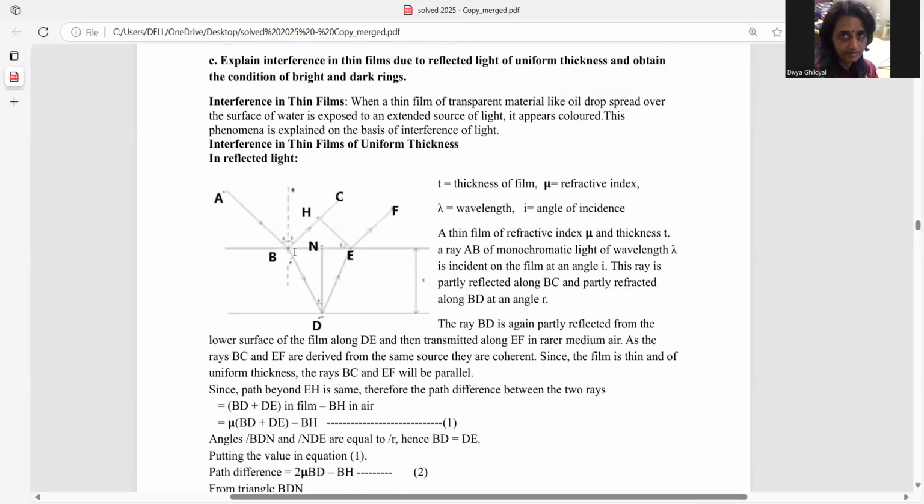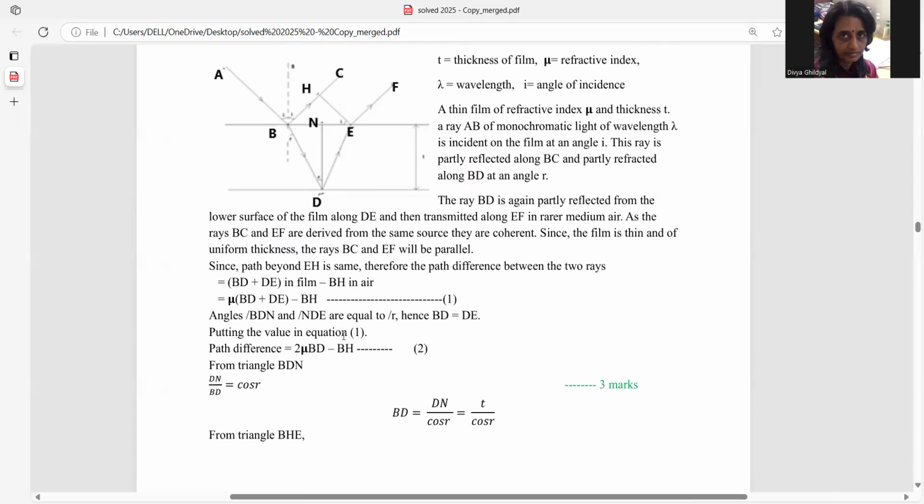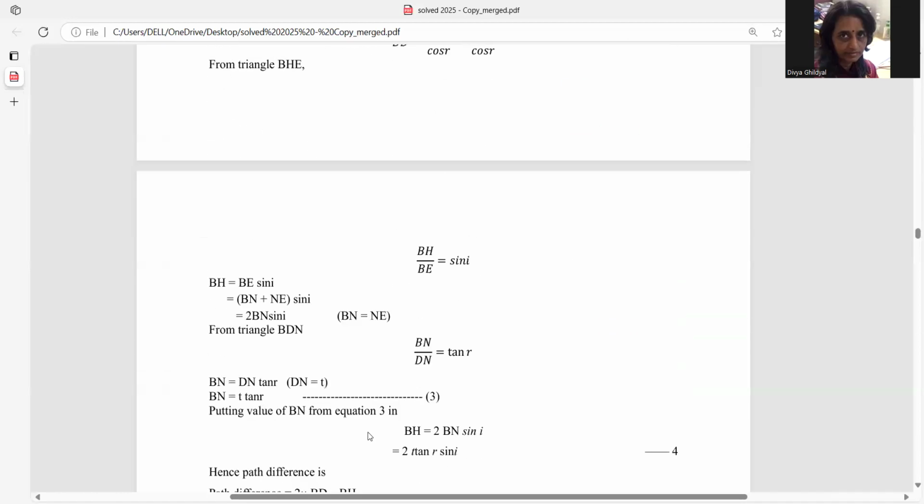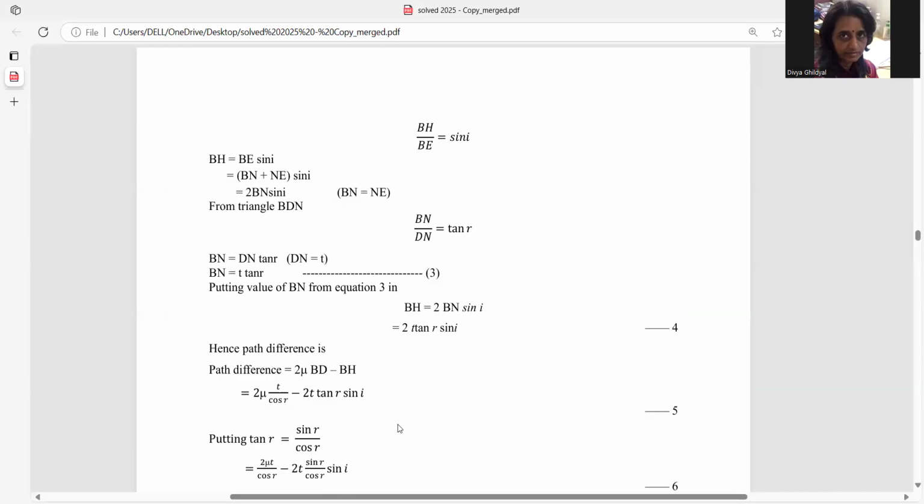Then step by step, you write the equation. BH is the path difference that has been suffered by this ray in air and media. See, BD plus DE in the film minus BH in air. And when it is in the media, you multiply it by refractive index, and then the three famous triangles you take to find the value of this thickness of the air film and angle. Put these values in the path difference expression.